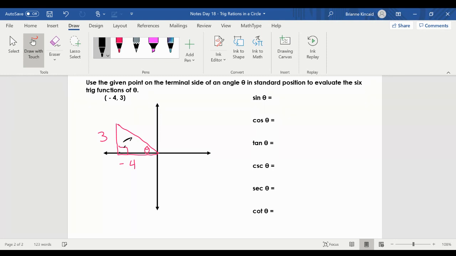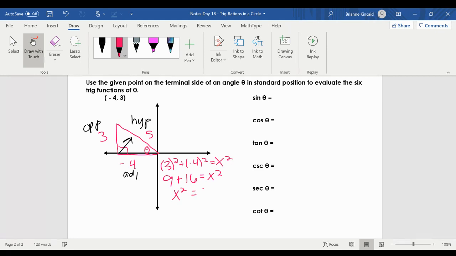We label our sides. I have the hypotenuse. 3 is the opposite. Negative 4 is the adjacent. Now, we're missing a side here. We plug it into Pythagorean theorem. So I have 3 squared plus negative 4 squared equals x squared. If you have learned Pythagorean triples in a previous class, you'll see very clearly that this is a 3, 4, 5 triple. But this is 9 plus 16 equals x squared. X squared equals 25. Square root of 25 is 5.